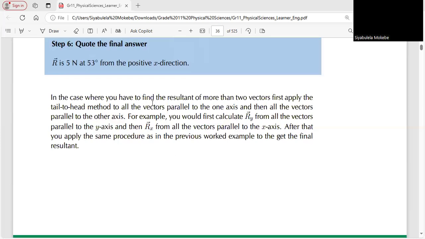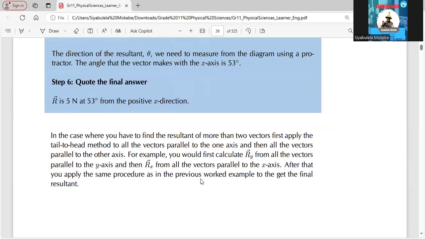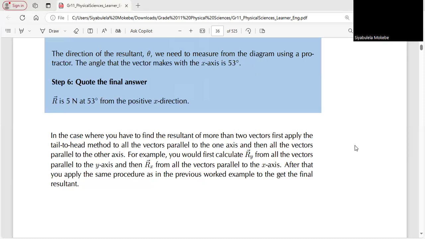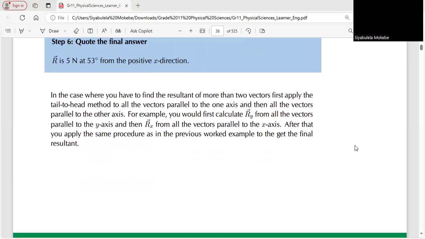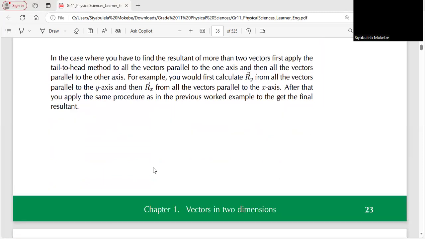In the case where you have to, for example, you would first calculate Ry from all the vectors parallel to the y-axis, and then Rx from all the vectors parallel to the x-axis. After that, you apply the same procedure as in the previous worked examples to get the final resultant.